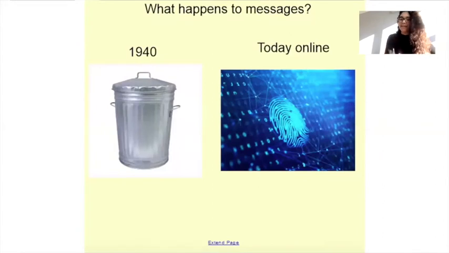Now, what happens to messages? So in 1940, you would just throw away a message that you would get because it would quite often be on a piece of paper. However, today, you're able to save these messages. You're able to keep them nice and safe in many, many different ways, because now technology has really, really advanced. It's gotten a lot better at saving your messages rather than having to throw them pretty much straight away like you would have done if you were around in 1940.